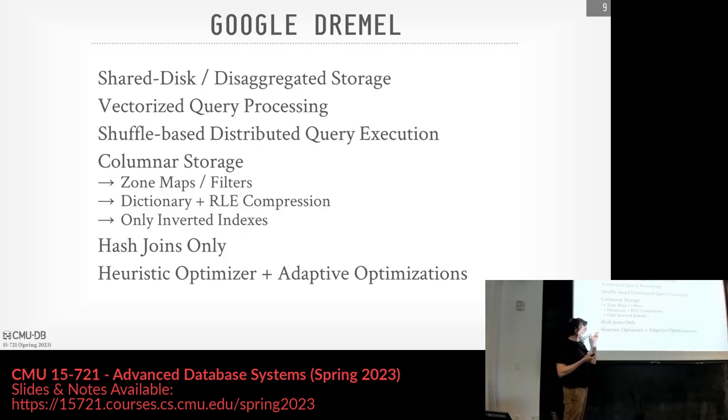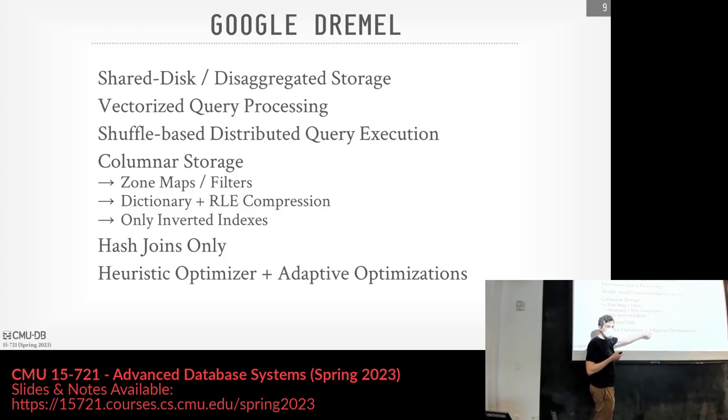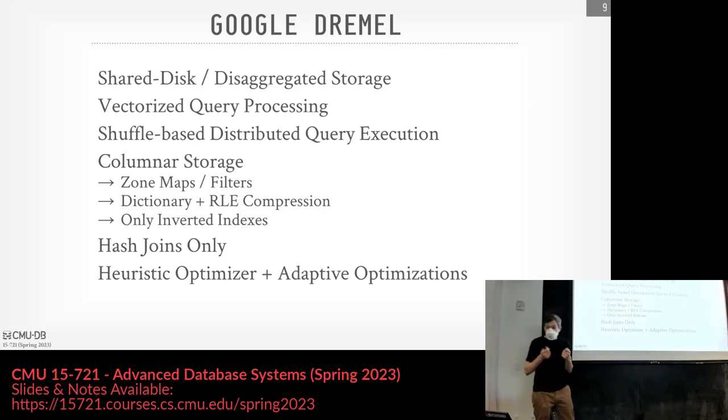Now, the last one, they're going to use a stratified approach to do query optimization. Well, they'll have a heuristic optimizer, some very light cost-based selections for corner cases, but then they're going to try to get most of the benefit by doing things at runtime, by adaptively changing the query plan on the fly based on the data that they're seeing.